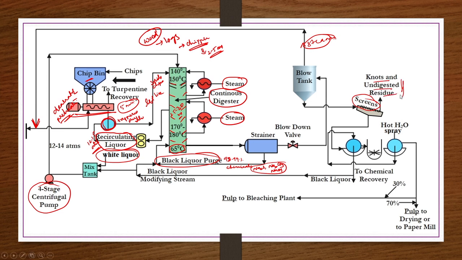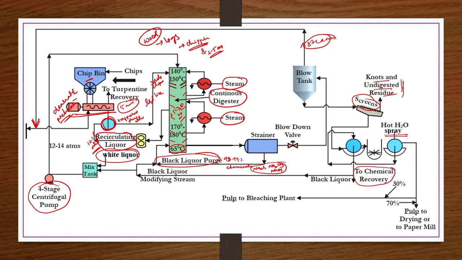are separated, whereas the pulp slurry, whatever is there, that would be passed through rotary vacuum washers, where hot water is sprayed for the washing of the pulp. So, when you wash it, you get the liquor, and that liquor has chemicals, such chemicals have to be recovered, so that is what we are going to discuss in the next slide.